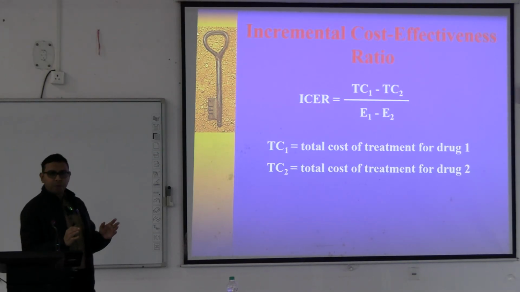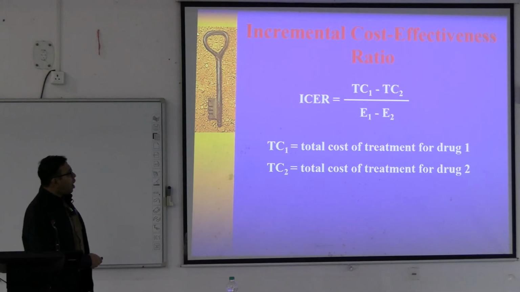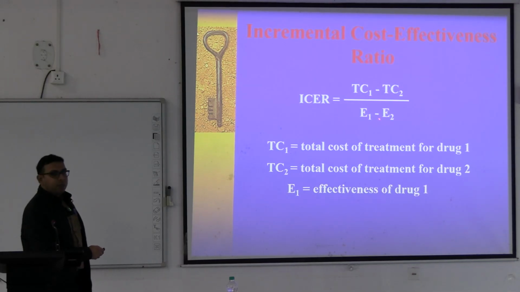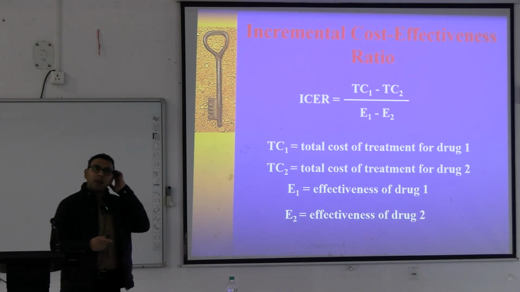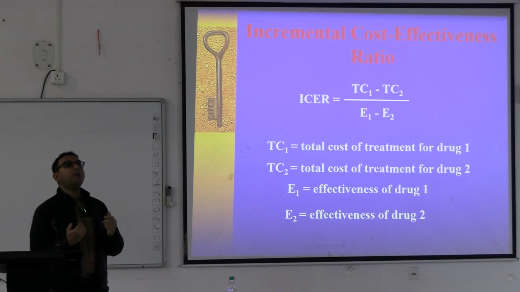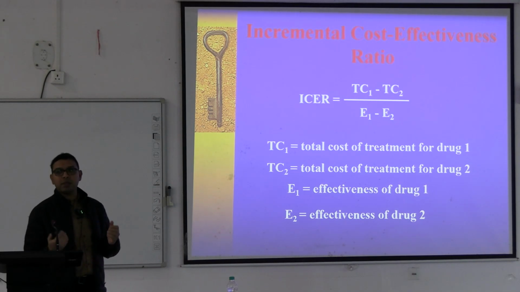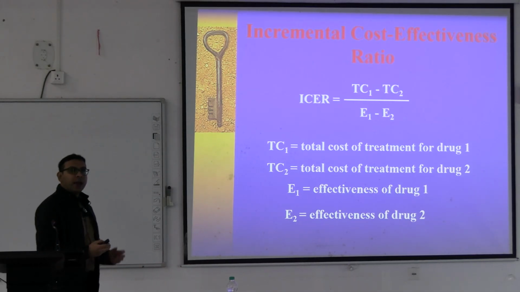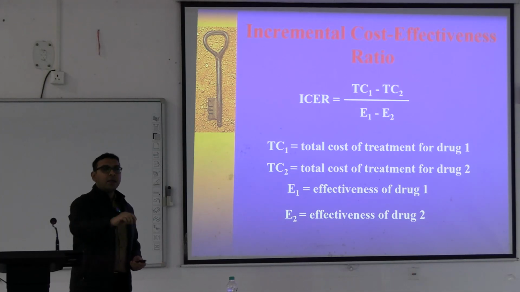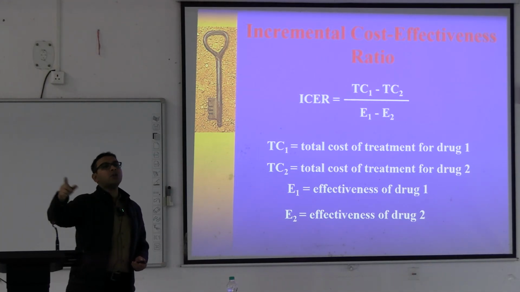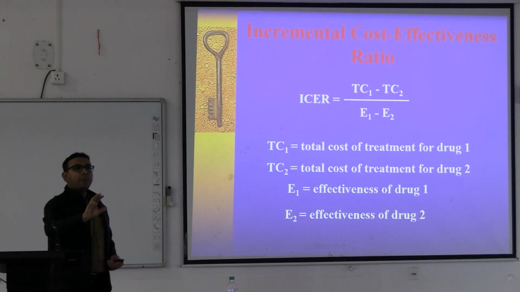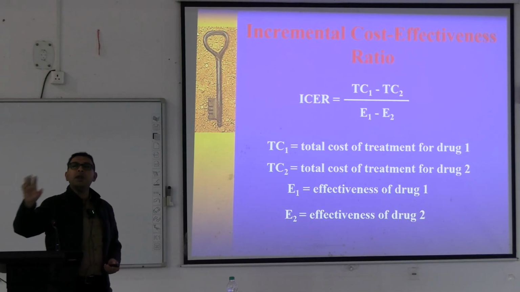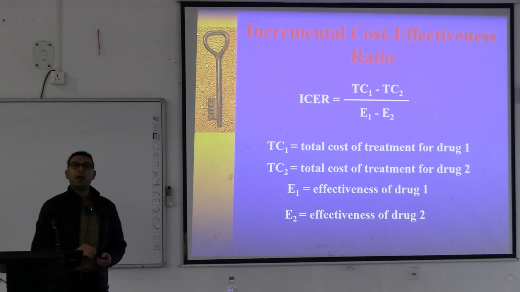So we are just subtracting it and we are getting the value, and that is divided by the effectiveness of drug A minus effectiveness of drug B. Effectiveness is measured, for example, by how much the HbA1c decreases, how much blood glucose is decreased in case of diabetes mellitus. By this we can get the result of the two drugs, and then we can say that this drug A is cost effective in comparison to drug B, or this type of health program is cost effective in comparison to another type of health program.